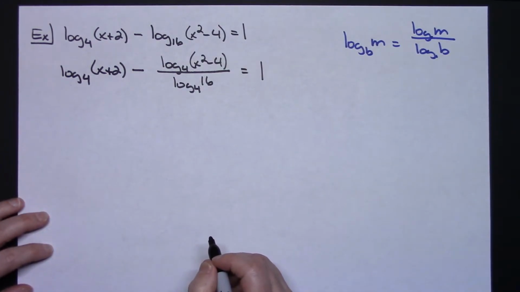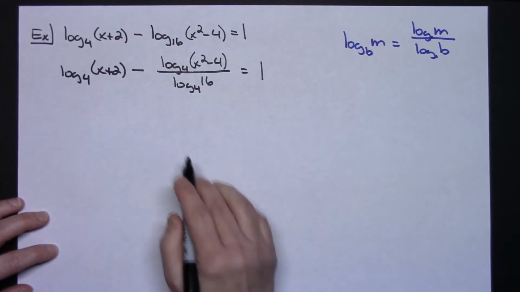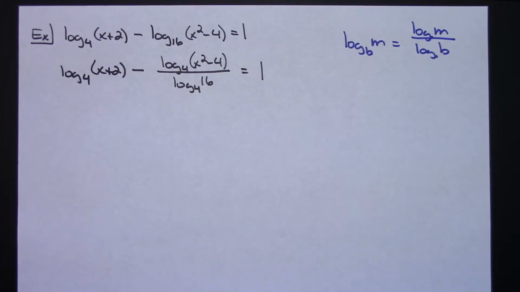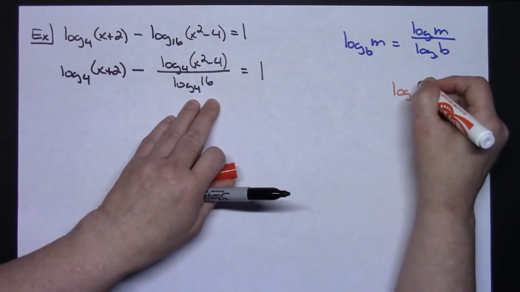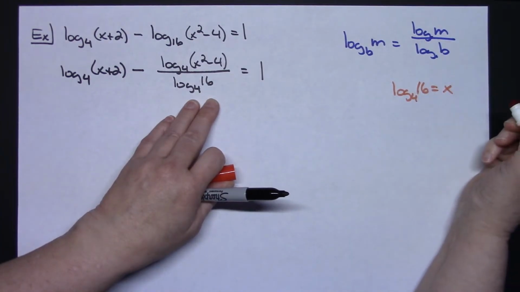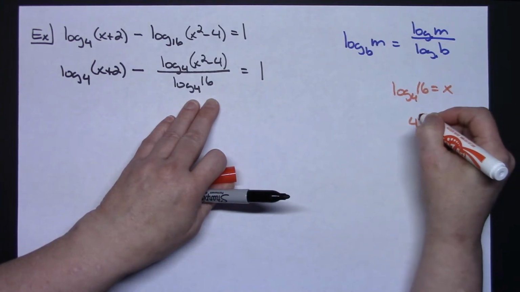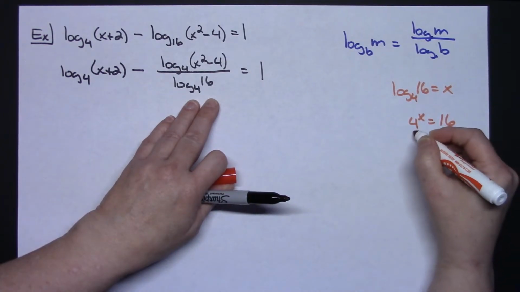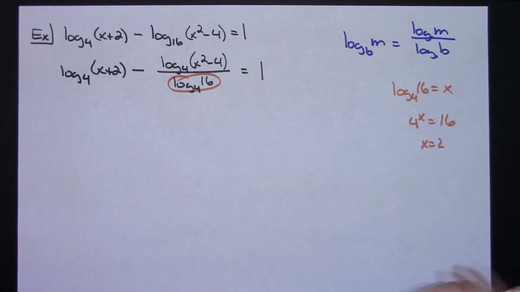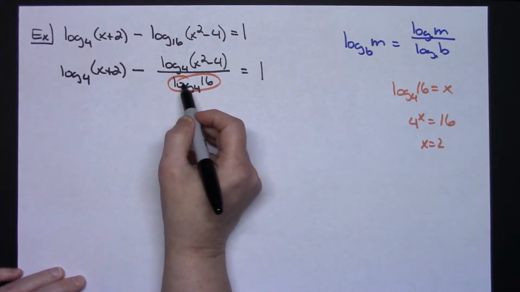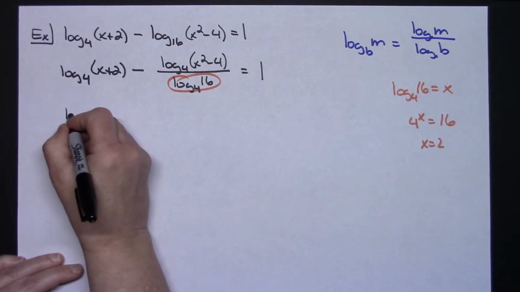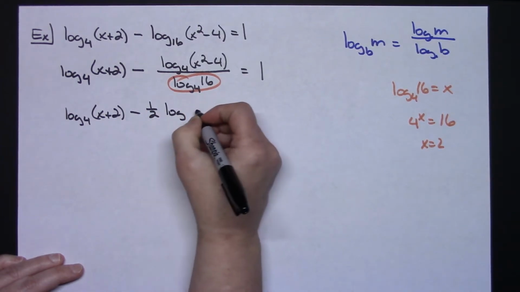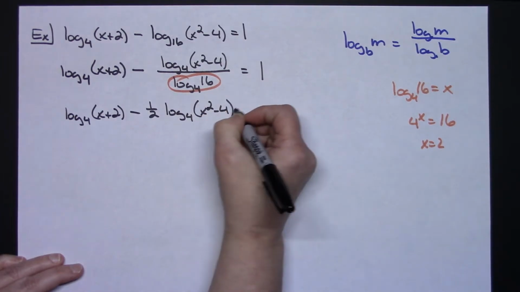Now from there, I'm going to take a look at this denominator right here. This is the log of 16 base 4. That's all numbers. I can evaluate this. So log of 16 base 4 equals some number. I don't know what the number is. If I write it like this, I can go to exponential form. 4 raised to the x equals 16. What number has to go in there for x to get 16? Well, obviously that's going to be a 2. 4 squared is 16. So this has a value of 2, and when I rewrite it in this next step, I'm going to pull it out in front as a 1/2. So then I'm going to have the log base 4 of x plus 2 minus a 1/2 log base 4 of x squared minus 4 equals 1.